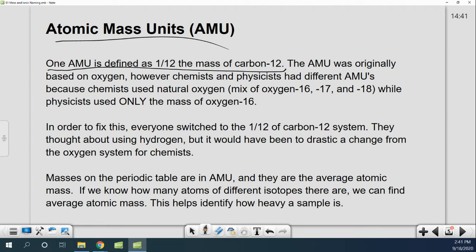If I were you, I would not write down the rest of this. If you paused it and wrote down the rest of it, well, it's never bad to have more knowledge, right? So this is just a little background on the atomic mass unit. You're not going to be tested on this. I just think it's really cool and interesting, so I'm sharing it with you.